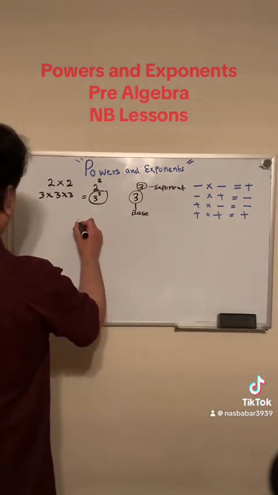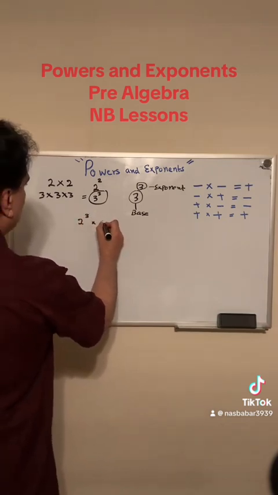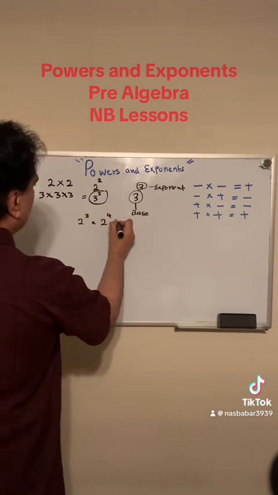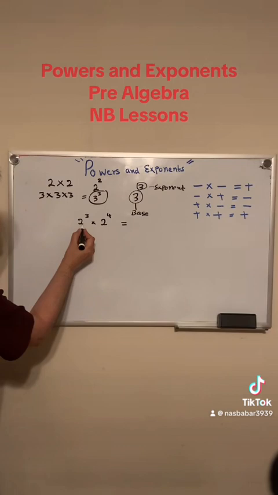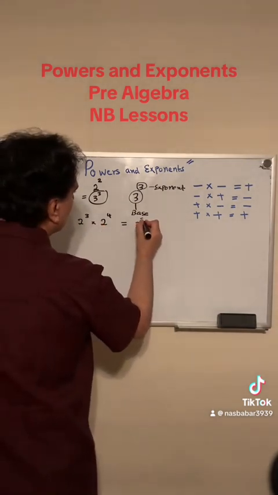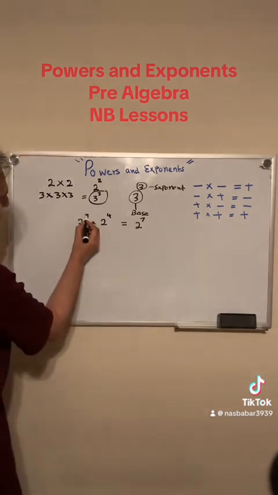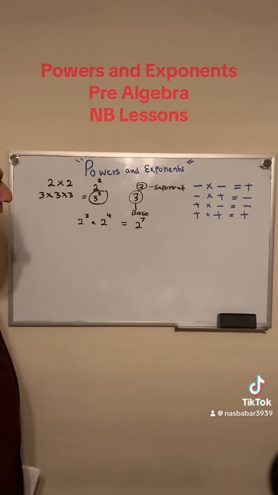So let's say we have 2 raised to power 3 multiplied by 2 raised to power 4. Okay, since the bases are same, all we do is we write this as 2 raised to power 7. This 3 exponent plus this 4 exponent, it's 7. So keep that in mind.